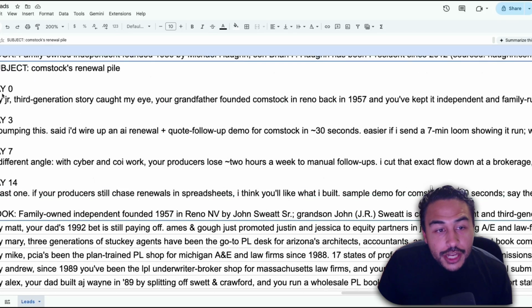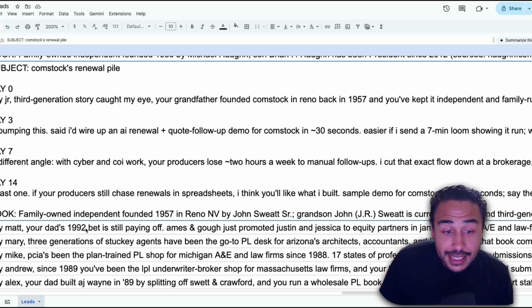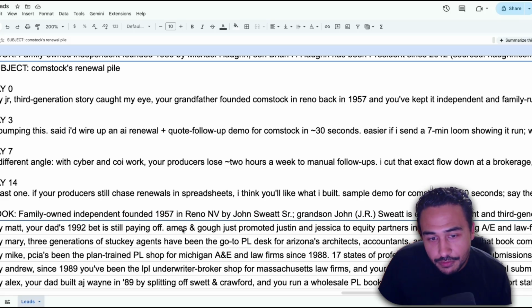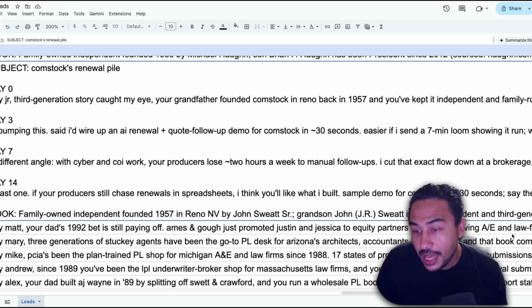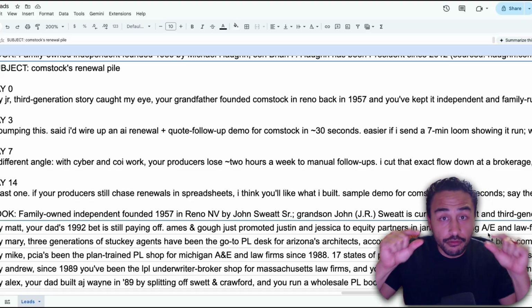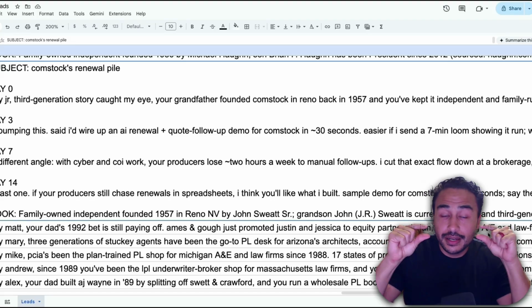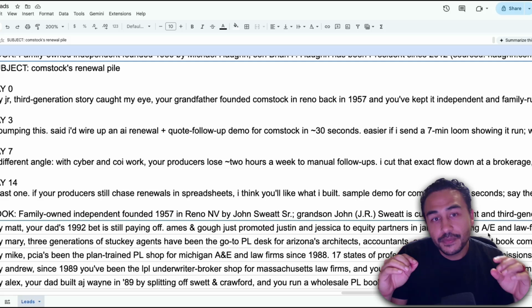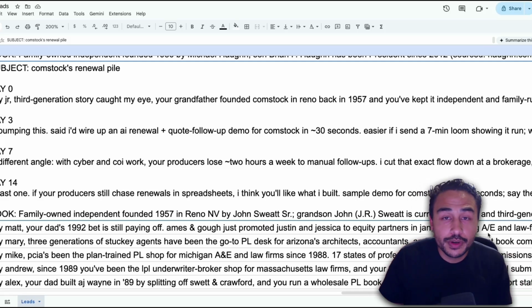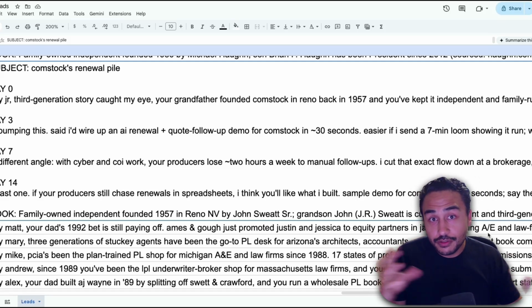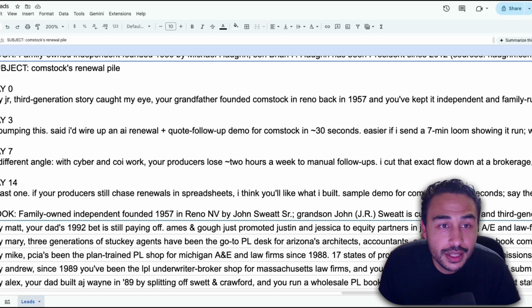Check out this one. Hey, Junior, the third generation story caught my eye. Your grandfather founded Comstock in Reno back in 1957, and you've kept it independent and family run for the last 20 years. Look at this one. Hey, Matt, your dad's 1992 bet is still paying off. Ames and Gow just promoted Justin and Jessica to equity partners in Jan and serving AE and law firms. These are very highly specific cold emails that have been written out, and then we actually sent them. And like I said, we were seeing a 4 to 5% conversion ratio across some of the different things we were sending.